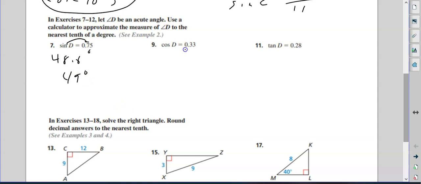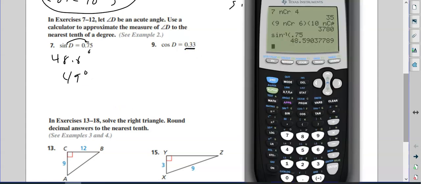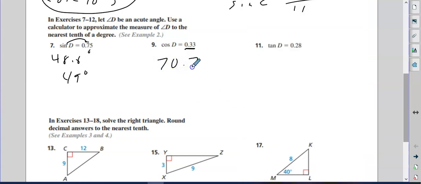So again, on this one, we already know what it is. So we're going to work backwards. On cosine, we're going to hit second cosine, 0.33. And that's 70.7 degrees. And again, if you did 71 degrees, I would accept that. Oh, never mind. It always helps to read directions, doesn't it? So it is just that. Now, there are times where we'll tell you to just round to the whole value, but this time it says to the tenth. Sorry about that.